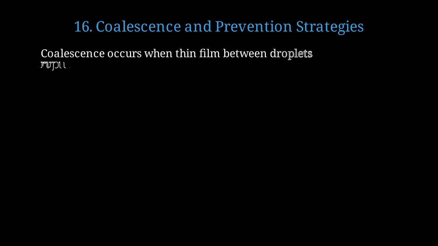Droplet coalescence can destroy desired flow patterns and must often be prevented through various strategies. Coalescence happens when the thin continuous phase film separating two droplets becomes unstable and ruptures, allowing them to merge. The thin film between droplets can rupture due to various factors like surface tension and hydrodynamic forces, leading to coalescence.